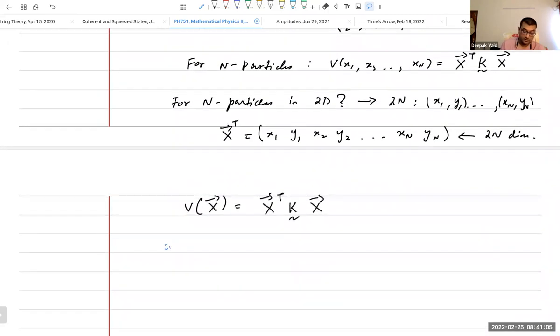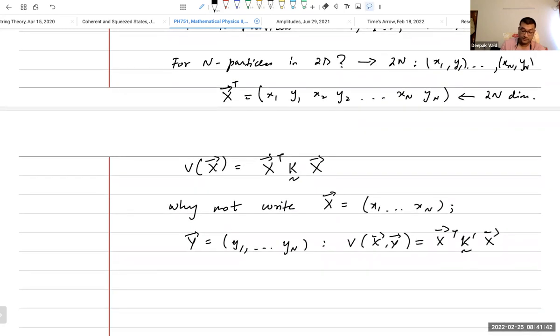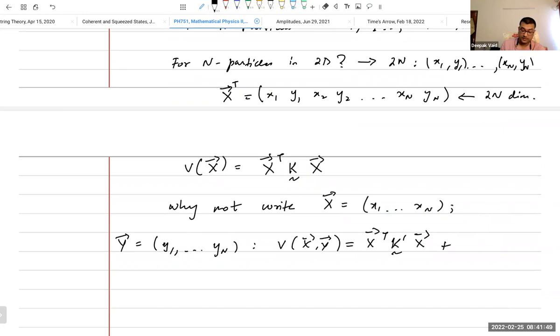And now you might ask, well, why do I do that? Why not write instead all the x components in one vector and all the y components in another vector? And then express the potential as some function of the x coordinates. So I'll put a k1 over here, and a similar function for the y coordinates. Why do I not do this?